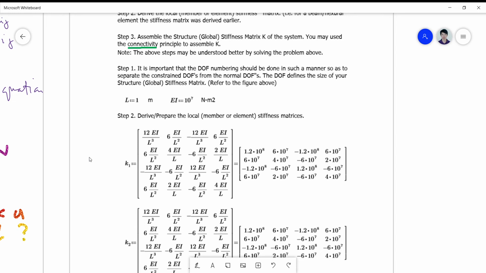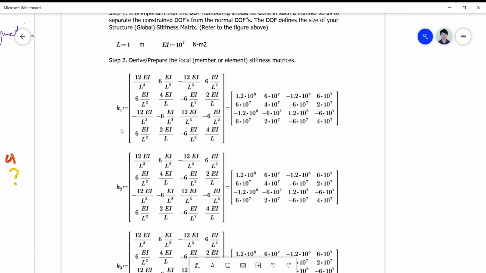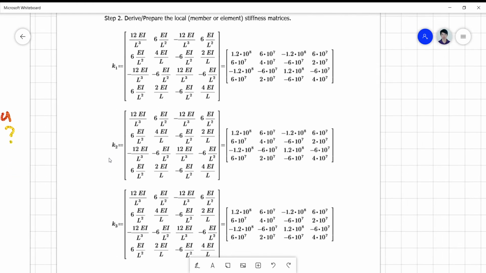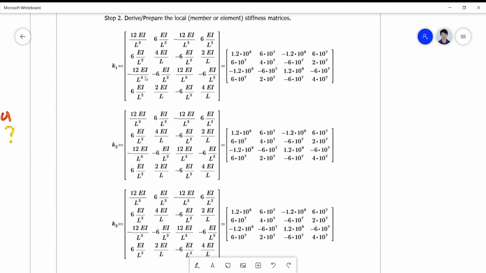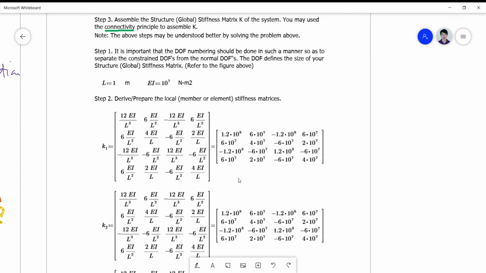Okay, for the given properties of your material and your element property, we have L equals 1 meter and EI is equal to 10 to the 7 Newton meter square. So they are consistent in terms of the Newton meter units. Okay, so we now prepare the local member or element stiffness matrix, small letter k. So this is k1, k2 for the member. And readily, I just plug in my formula, which I derived a while ago, and then everything will be solved or computed. So no need to worry about computing it one by one. That's how helpful MathCAD is.